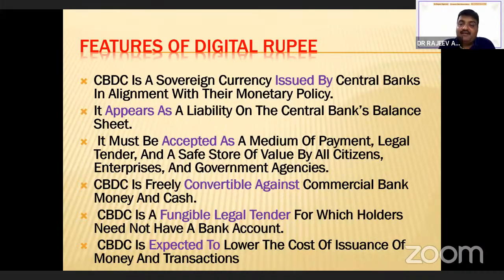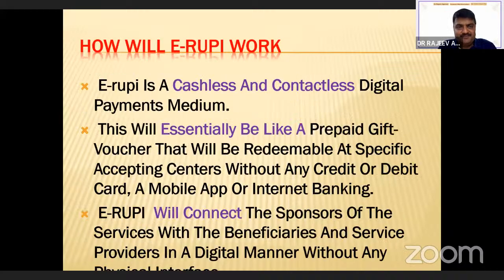It must be accepted as a medium of payment, legal tender, and a safe store of value by all citizens, enterprises, and government. It is convertible against commercial bank money and cash. You can always convert it into cash. It is fungible legal tender. It is a legal tender which is acceptable, and you do not need a bank account. It's stored in a digital wallet. It is expected to lower the cost of issuance of money and transactions. E-rupees are cashless and contactless, essentially like a prepaid gift card.